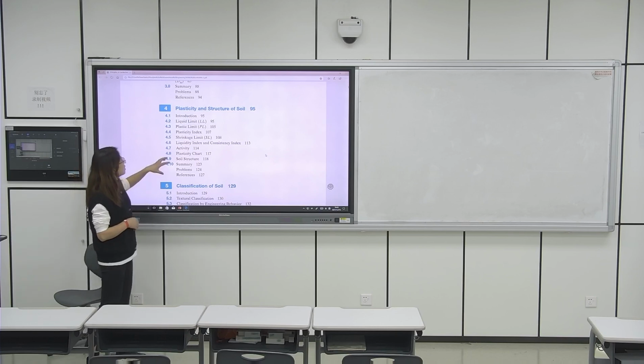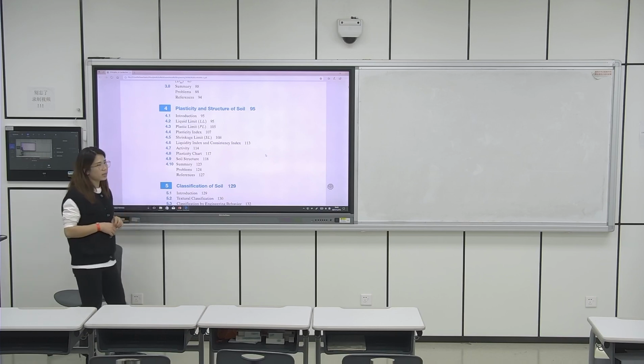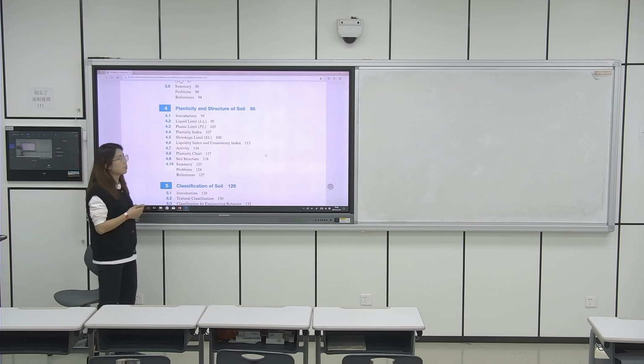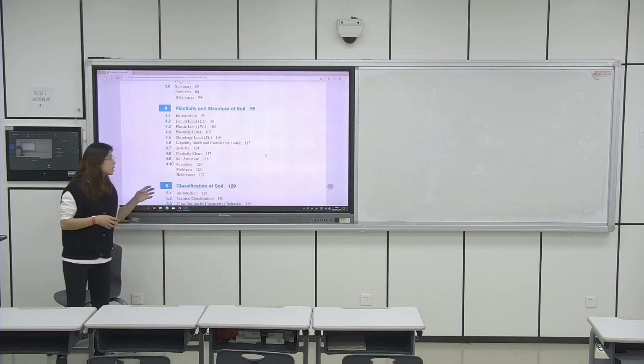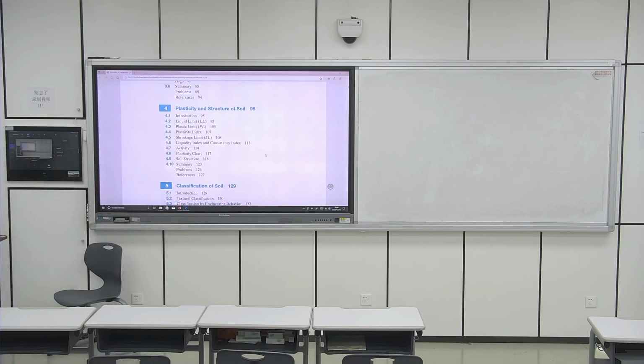And later we learned something on soil structure, right? We say structure is very closely related to the plasticity of soil, right? This is what we learned in chapter 4, the limits of soil.